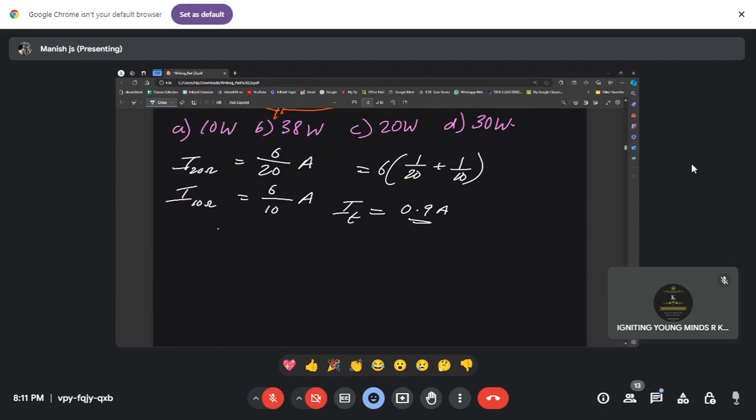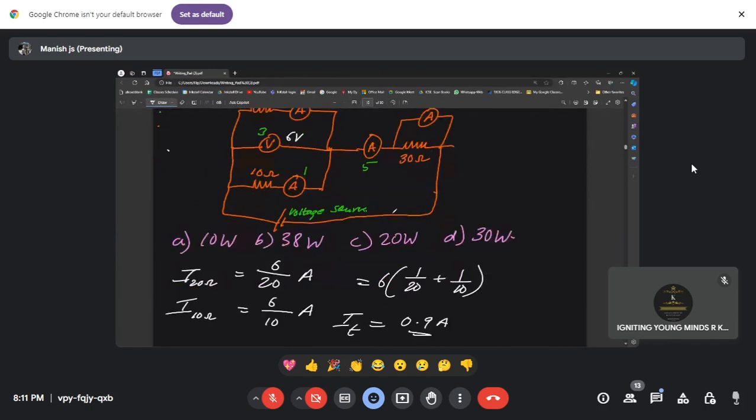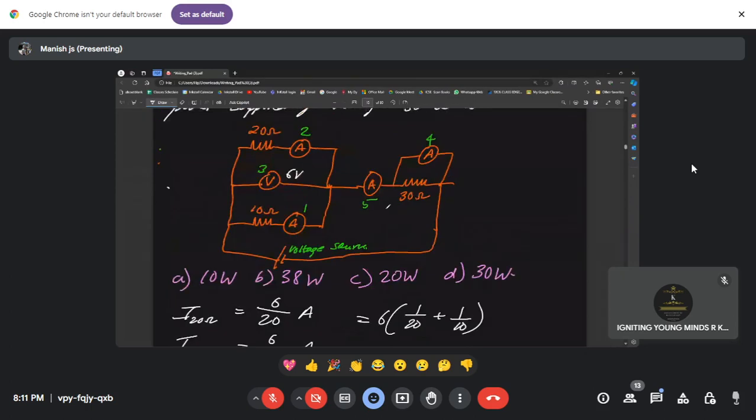What is the voltage of the battery? The voltage also I want. So how to find out the voltage? Again, look at the circuit. On the left side, the voltmeter reads 6 volts, which we have, right? So that is 6 volts. Then what is the remaining on the right side? How do you find that out?